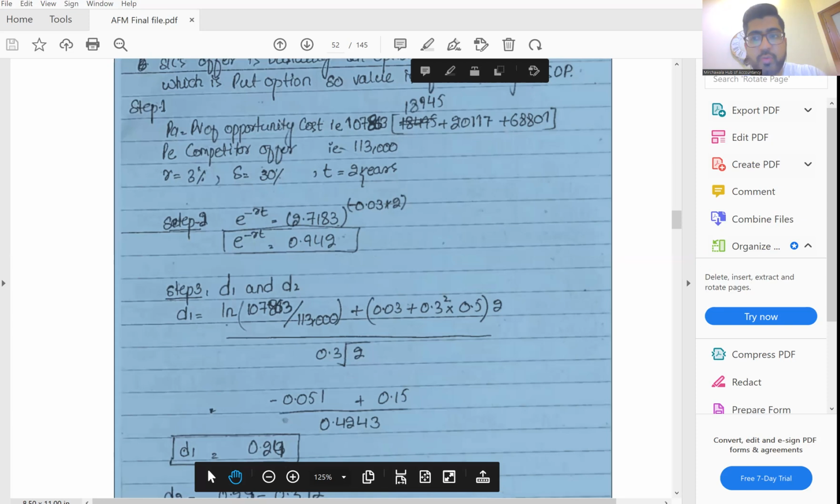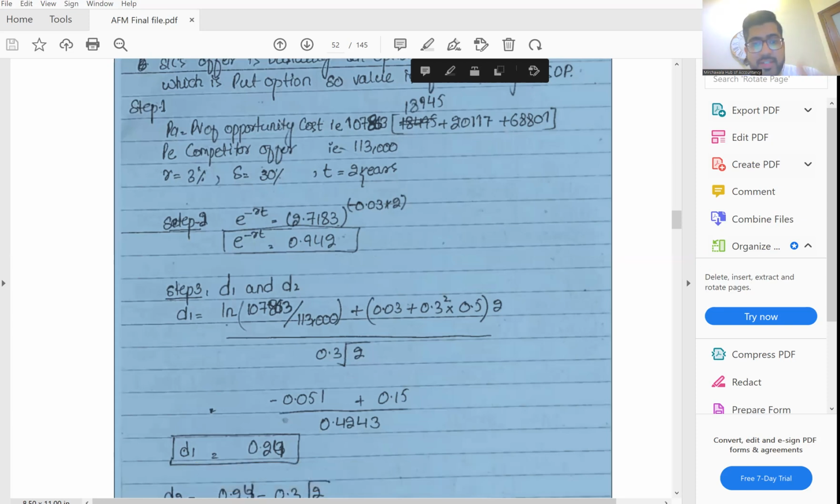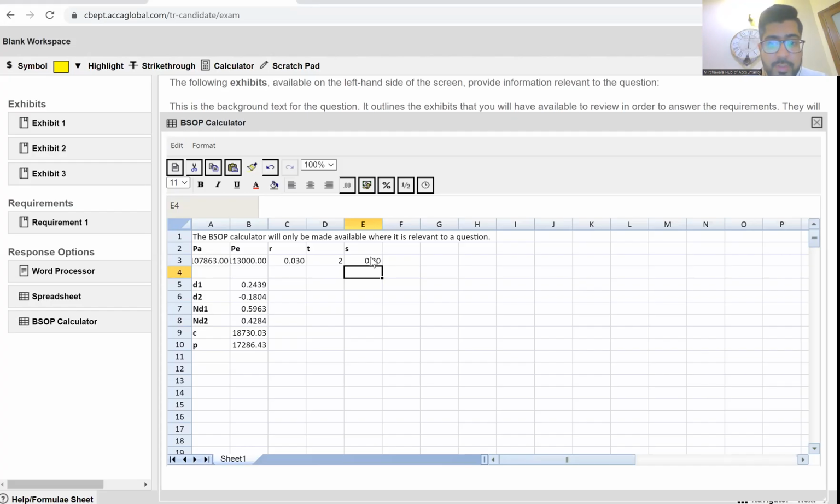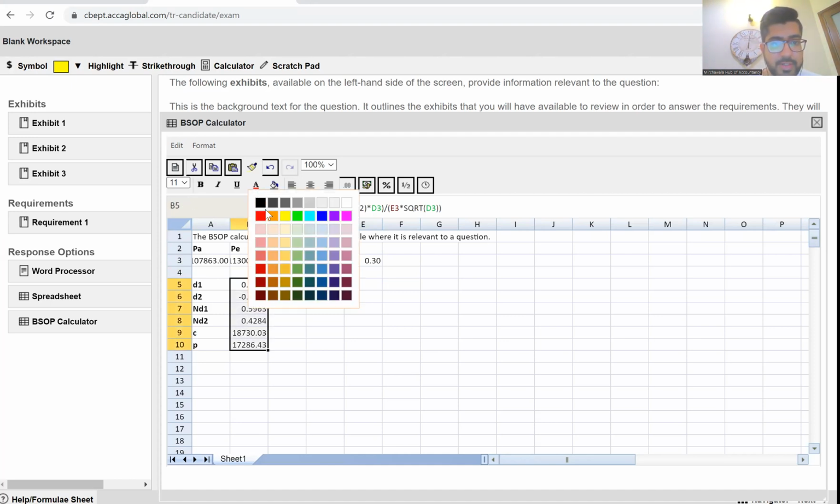Now you see, after writing PA, PE, RST, I had to do step 2 manually on paper, then D1, D2, then ND1, ND2 by looking at the distribution table, and then call and put value. In the BSOP calculator, I just put all 3 things: PA, PE, R, T was 2, and S was 30%. Enter. Can you imagine? Everything is ready.